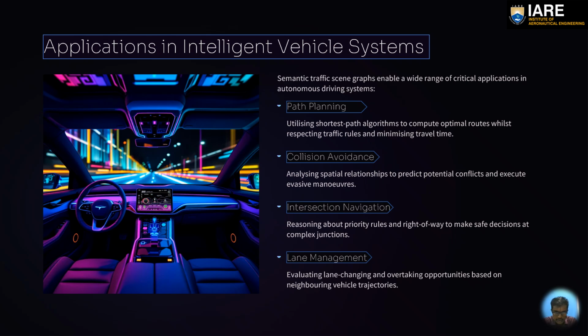Collision avoidance, that is analyzing spatial relationships to predict potential conflicts and execute evasive maneuvers. And intersection navigation, that is reasoning about priority rules and right of way to make safe decisions at complex junctions. And after that, lane management, that is evaluating lane changing and overtaking opportunities based on neighboring vehicle trajectories. And that was all about the applications.